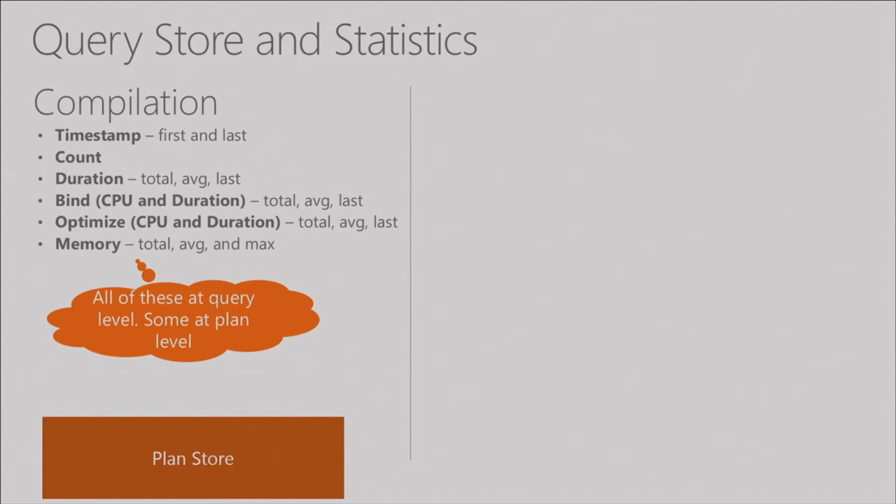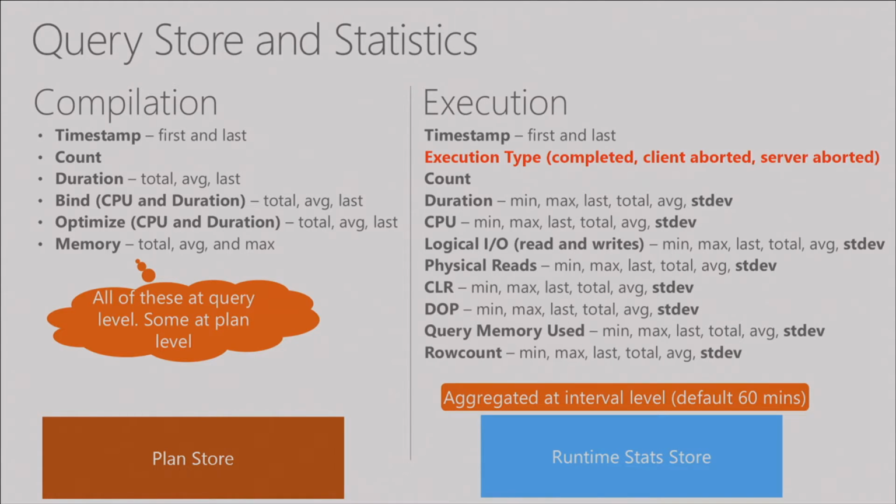So this is the set of information that you'll find available. On the compilation side, you have timestamps of the compilation, count of compilations, or the duration, and many other metrics. On the execution side, you have the metrics that you see on the slide. But what is important is the execution type. It's very important. Not only does Query Store capture the statistics for finished queries, but also for aborted queries, client-aborted queries, and the queries that failed due to a server-side exception.